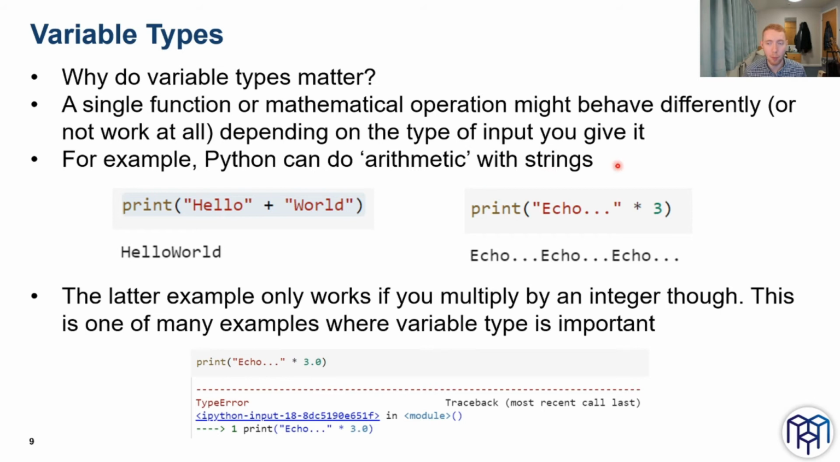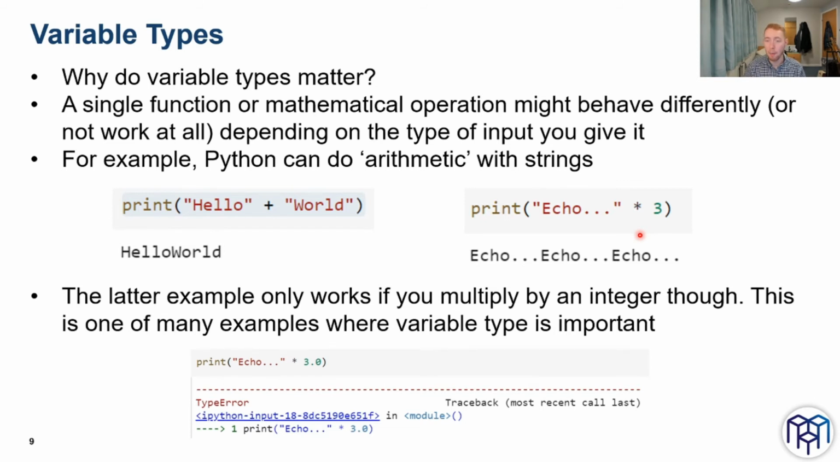Okay, so let's have a bit more of a look into why variable types matter. The main reason for this is that a single function or a single mathematical operator like plus will behave differently depending on what type its inputs are. So for example, we saw at the end of last session that if we add 2 strings together, they get concatenated into a single string, just gluing them together. And similar to this, if we take a string and times it by an integer, I think I mentioned this earlier, we get that same string repeated that many times. So we had echo times 3, we get 3 lots of echo as a single string.